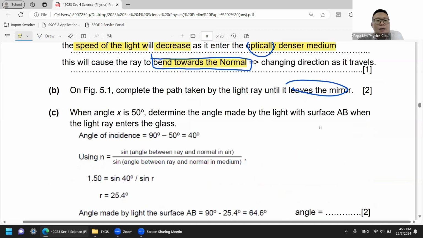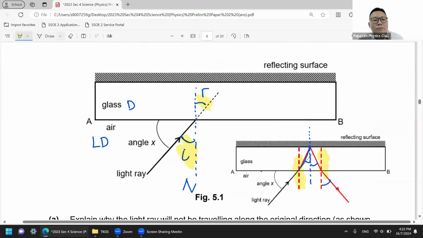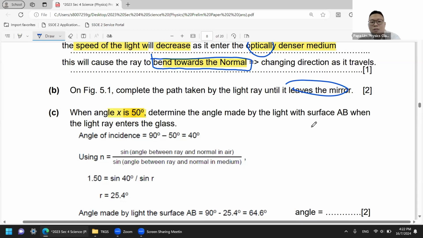Part C is the basic use of the refractive index. Okay, Snell's law, the formula. Whenever the question gives angles, this angle may not be the angle of incidence that you need. Always remember, for light rays, the angle I'm looking at is always the angle measured from the normal, not from the surfaces. Because based on the question, the angle is 50, that's why you need to do 90 minus 50. So this is what we know as your angle i. Just substitute into Snell's law and you should get the answer.